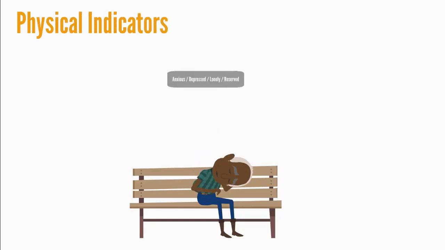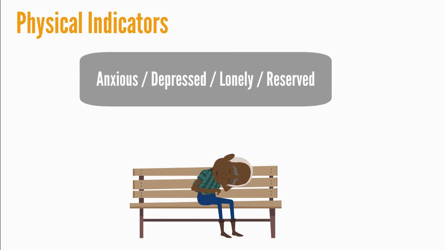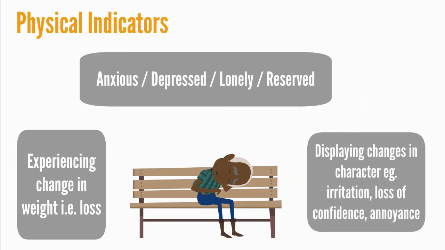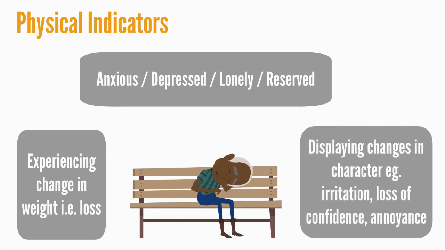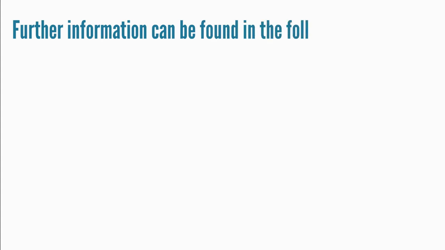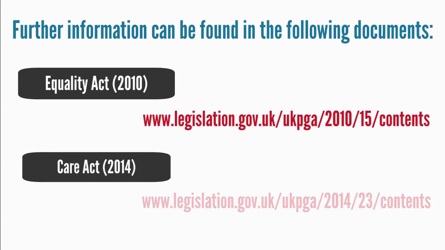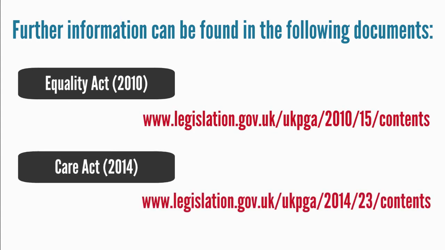Physical indicators can be anxious, depressed, lonely, reserved, experiencing change in weight, i.e. loss, displaying changes in character, examples being irritation, loss of confidence, annoyance. Further information can be found in the following documents: Equality Act 2010, Care Act 2014, on the www.legislation.gov.uk website.